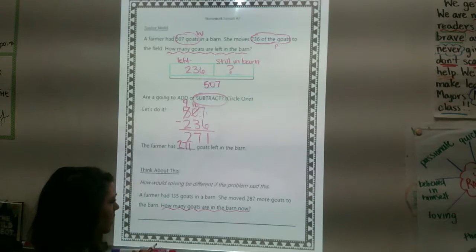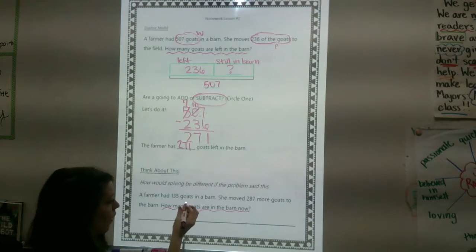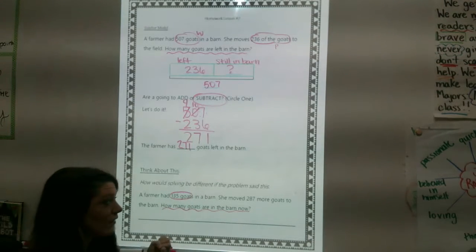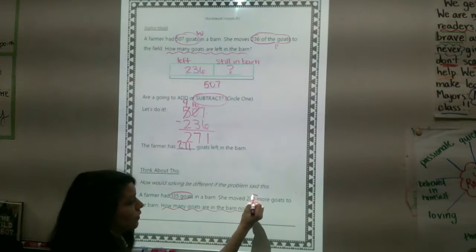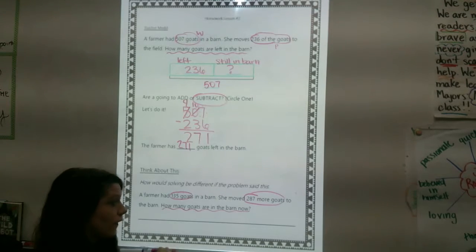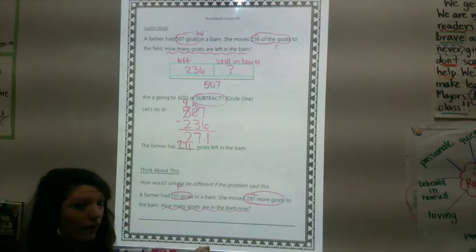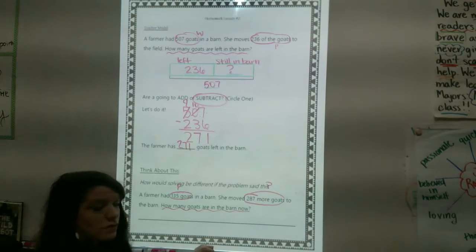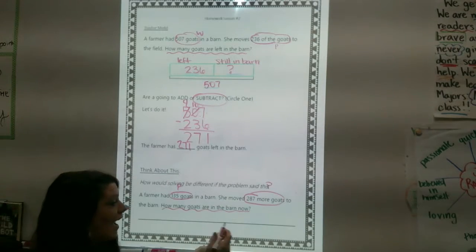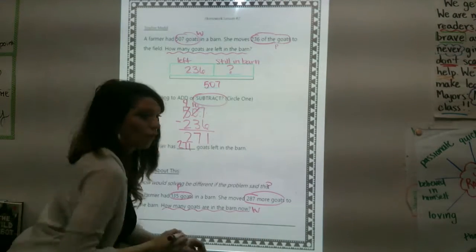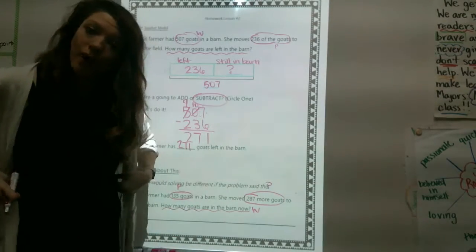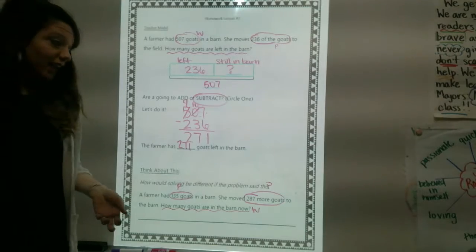Let's see what information the problem gives us. It says the farmer had 135 goats in the barn, and she moved 287 more goats to the barn. So part of the goats were already in the barn, and then part of the goats moved in later, and we want to know how many goats were in there all together after the farmer moved some. So what we're looking for is our whole. So if the problem gives us a part and a part, and we have to find a whole, what operation do we do? In that case, we're going to add.